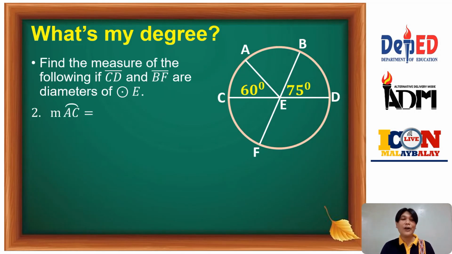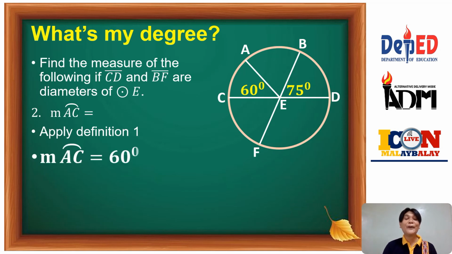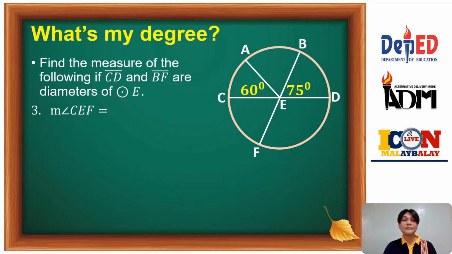Find the measure of arc AC. To solve, you just apply definition 1. If the central angle CEA is equal to 60 degrees, the measure of the intercepted arc AC is also 60 degrees. That's what I'm talking about. So I hope you get that one. Let's go to number 3.